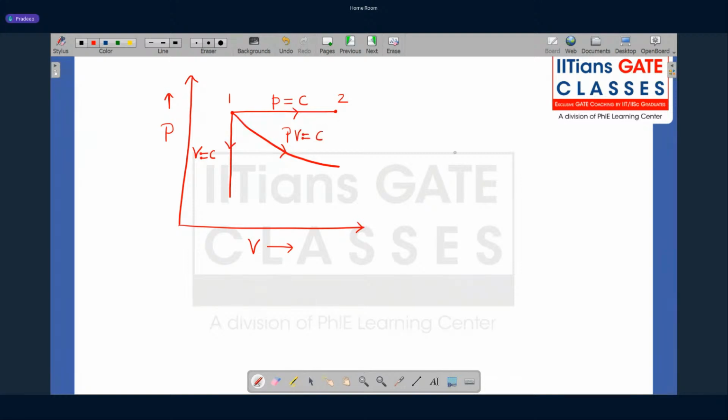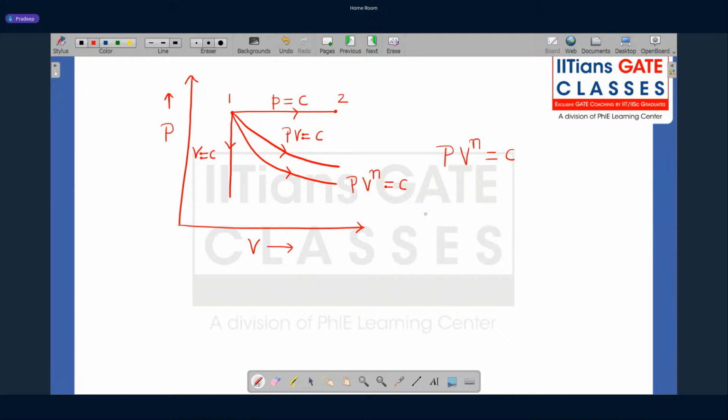Similarly, there are other processes defined by a relation between pressure and volume, that is PV to the power n equal to constant. This is the relation between pressure and volume for a process which is called a polytropic process. Here n is basically an exponent.